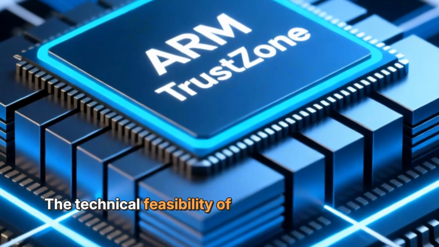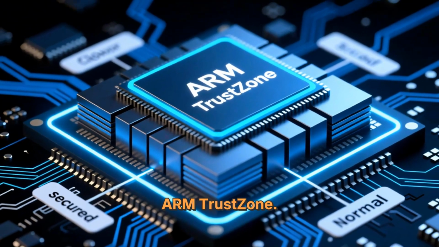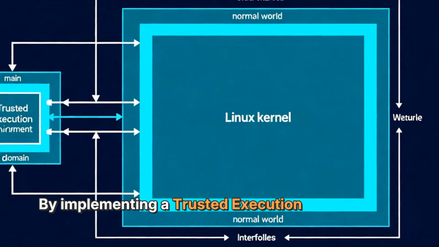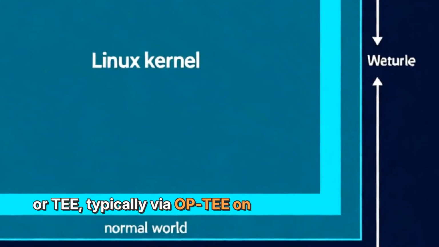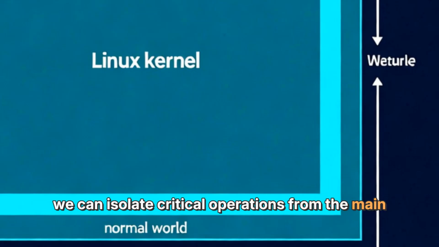The technical feasibility of securing these models relies heavily on hardware-backed features like ARM TrustZone. By implementing a trusted execution environment, or TEE, typically via OP-TEE on ARM-based systems, we can isolate critical operations from the main Linux kernel.